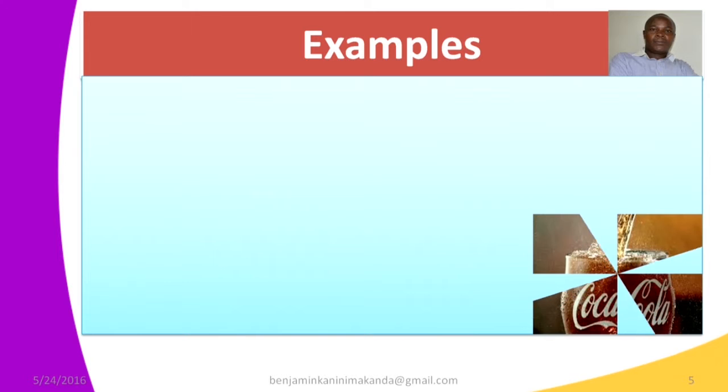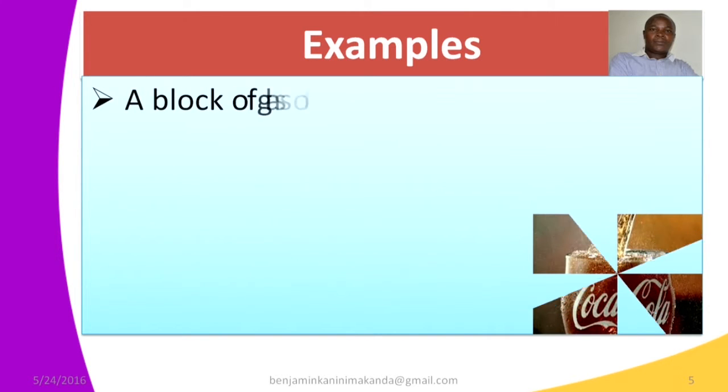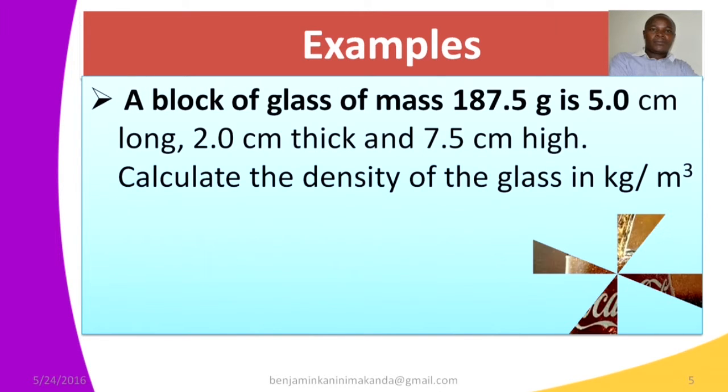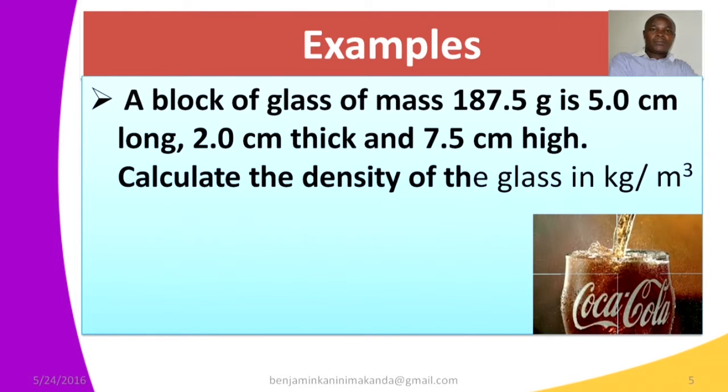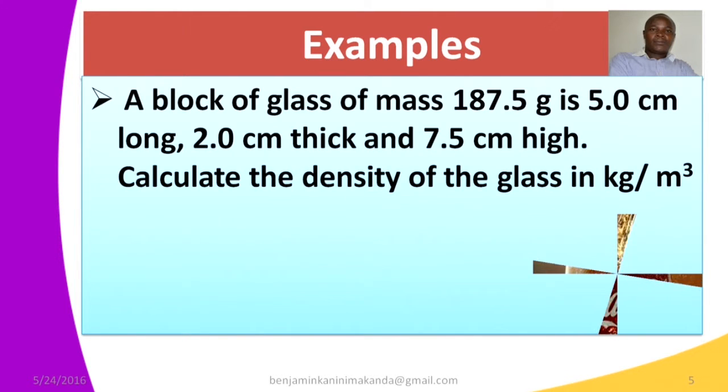We have example 1, and in this case, this is the problem that we have. A block of glass of mass 187.5 grams is 5.0 centimeters long, 2.0 centimeters thick, and 7.5 centimeters high. Calculate the density of the glass in kilograms per meters cubed. So this is the problem that we have.